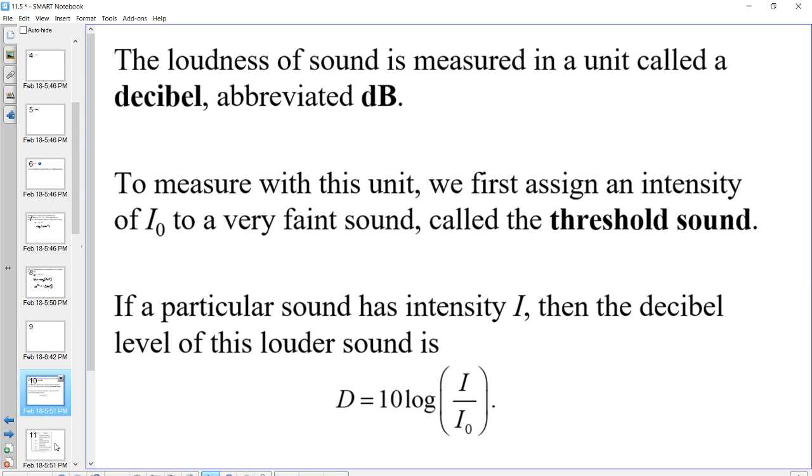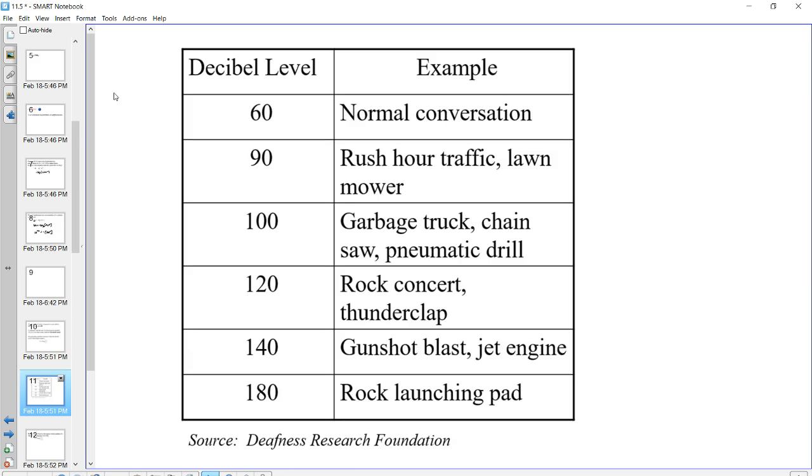Just to give you some ideas of what threshold sounds like, here are a couple of examples. 60 decibels is a normal conversation. Rush hour is at 90 decibels. A garbage truck is about 100. If you go to a rock concert, you get about 120. That's also a thunderclap. Gunshots are 140.